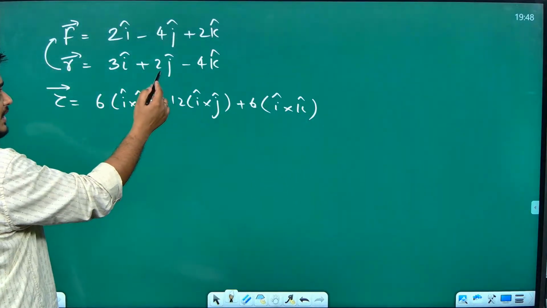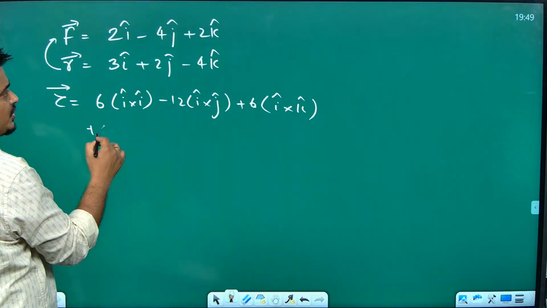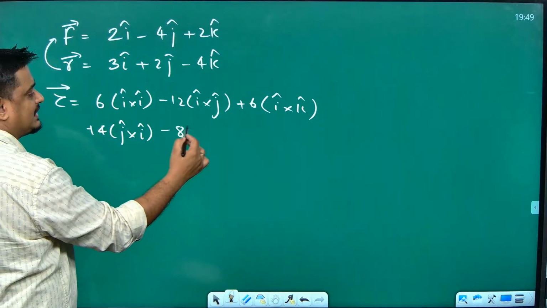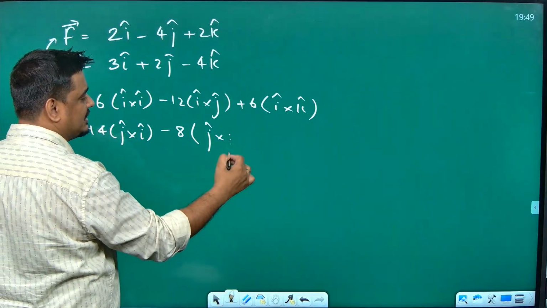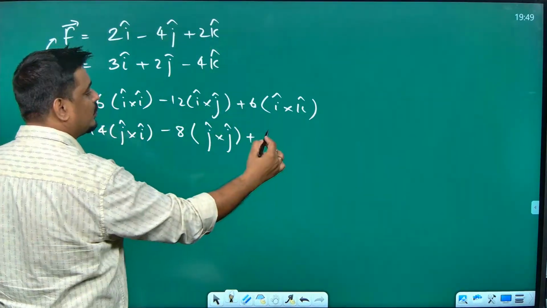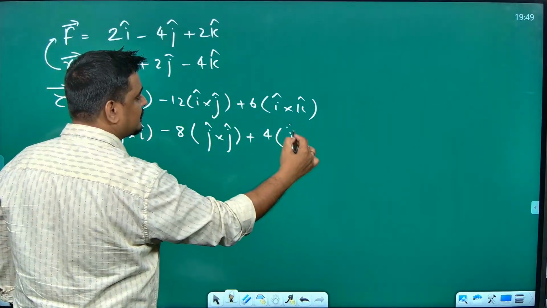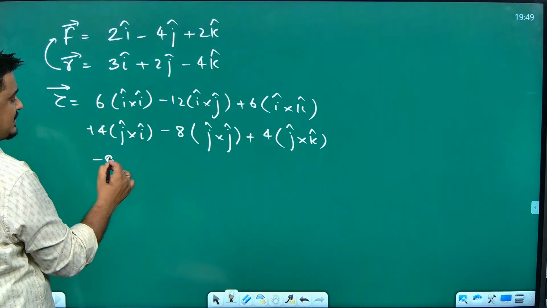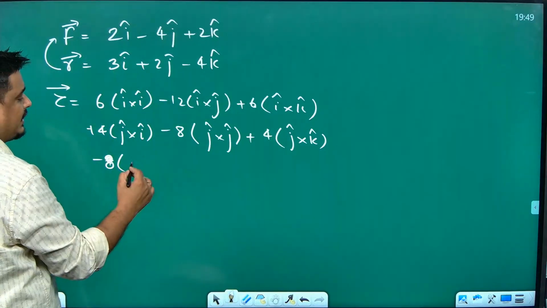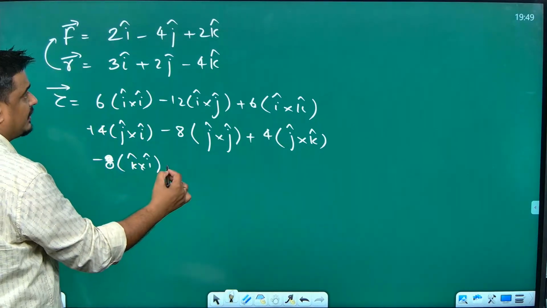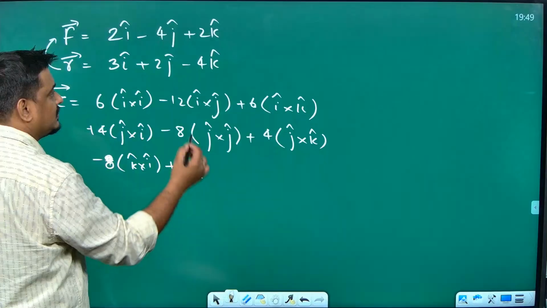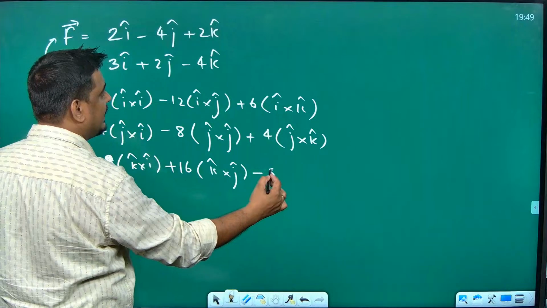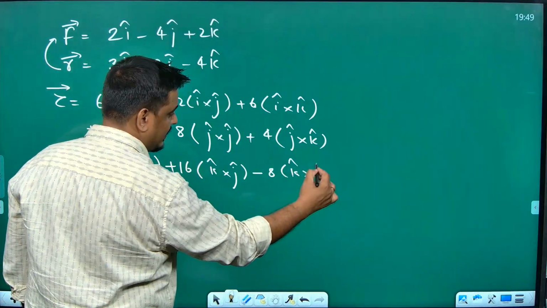Same way, now this 2 I will take. So plus 2 into 2 is how much? 4 j cap cross i cap. 2 into 4 is minus 8 j cap cross j cap. Plus 2 into 2, 4 j cap cross k cap. Then third term, minus 4 into 2 is minus 8: minus 8 k cap cross i cap. Minus minus will become plus 16 k cap cross j cap, and minus 8 k cap cross k cap, right?